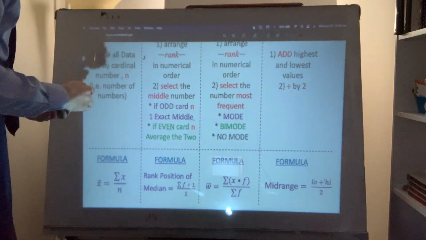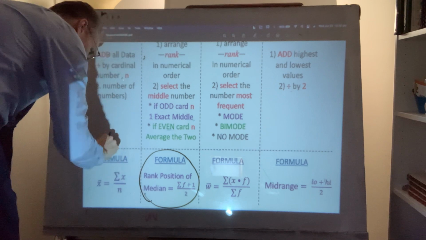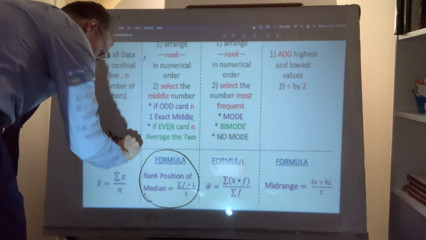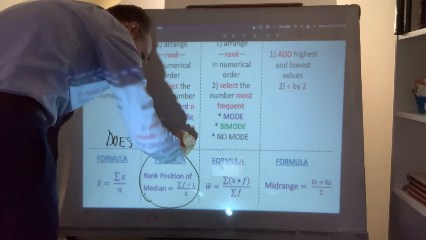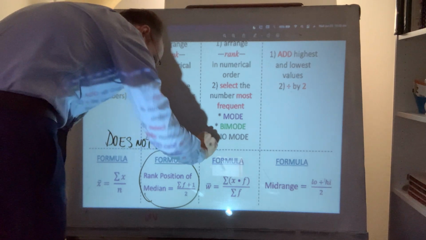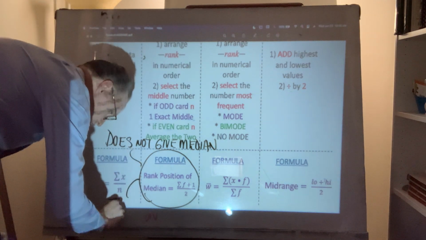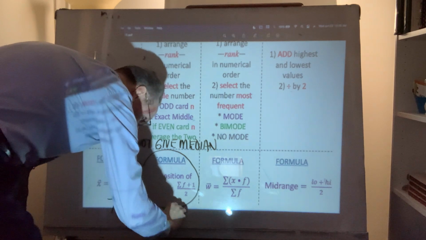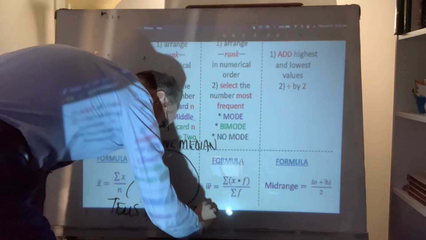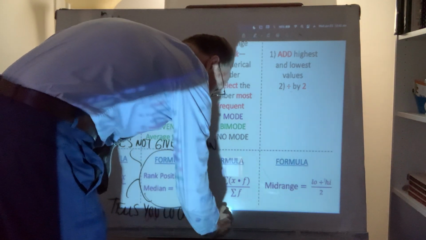This does not give the median. What does it do? It tells you where it is. Location of the median.